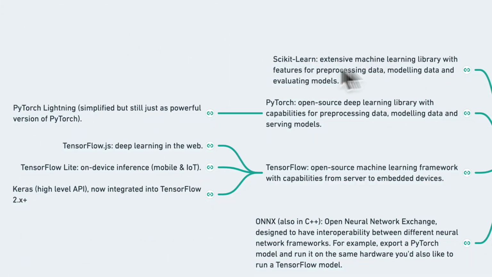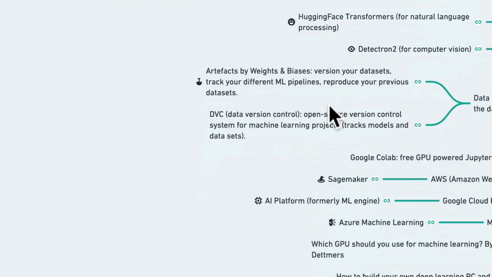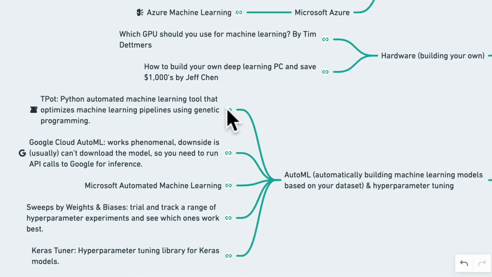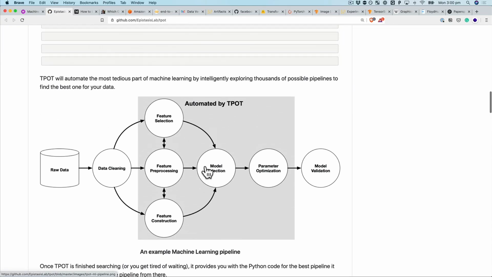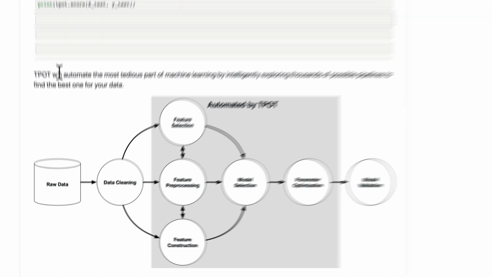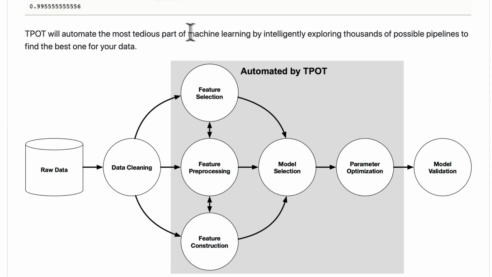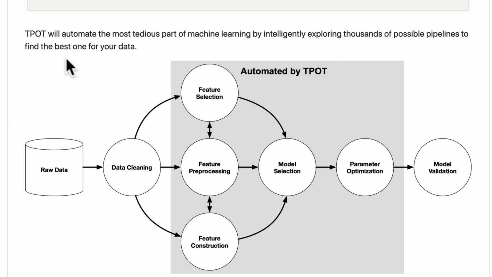For scikit-learn style machine learning algorithms, you'll want to have a look at TPOT. We kind of touched on this before. Really cool piece of software. What it does is, a nice graphic here. Here we go. TPOT will automate the most tedious part of machine learning by intelligently exploring thousands of possible pipelines and finding the best one for your data. How good is that? That's a great sales pitch.